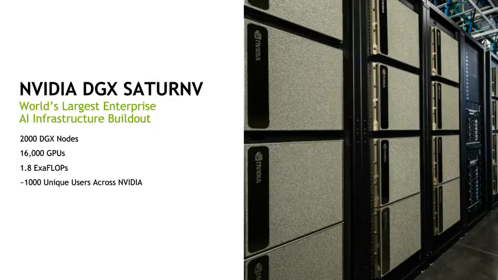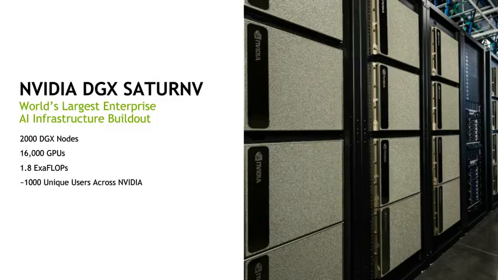Lots of public information about Saturn-5 as well. So as a whole, Saturn-5 provides 2,000 DGX nodes. Each DGX provides 8 GPUs, so that's 16,000 GPUs total. So in terms of compute power, it's an aggregate of 1.8 exaflops, and this is serving roughly 1,000 unique users across Nvidia. So AV, specifically the development of autonomous vehicles, uses a subset of those DGXs. But the key thing for us was the ability to address these DGXs through that unified workflow system that I just mentioned.